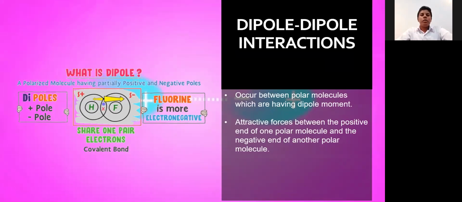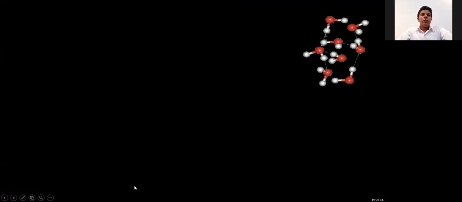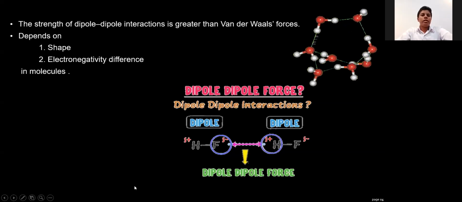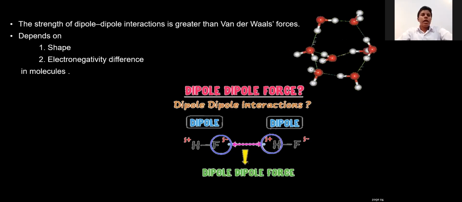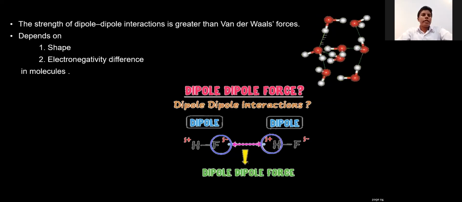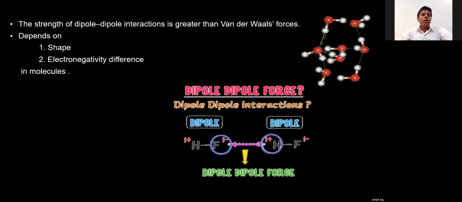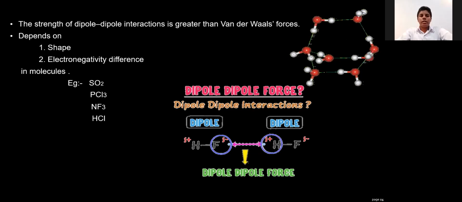Dipole-dipole interactions are the interactions between the negative pole of one molecule and the positive pole of another molecule. Dipole-dipole force is not a chemical bond, and the strength of dipole-dipole interactions is greater than van der Waals forces. Dipole-dipole interactions depend on the shape and the electronegativity difference in molecules. Following are some examples of dipole-dipole interactions.